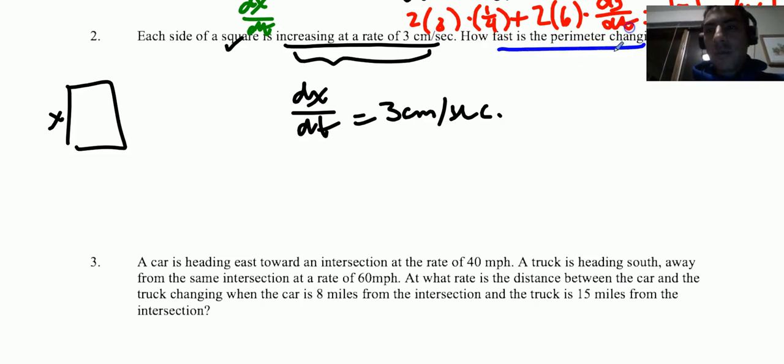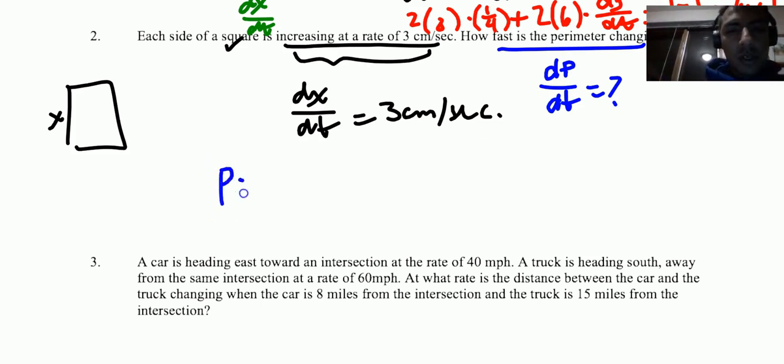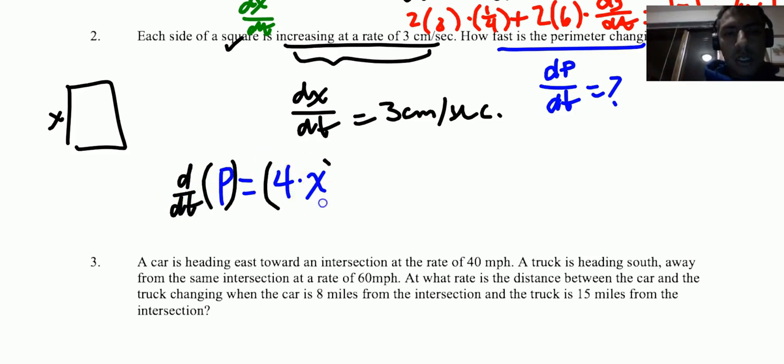Now, how fast is the perimeter changing? I'm going to assign a variable here. That's going to be dp/dt. That's what I want to know. If I want dp/dt, I need to know what the perimeter is. I need an equation for the perimeter. The perimeter is 4 times x. That's the perimeter for a square with side length x. Which means that when I take the derivative with respect to time of both sides, I can see that the rate that the perimeter is changing at is actually dependent on the rate that the side is changing at.